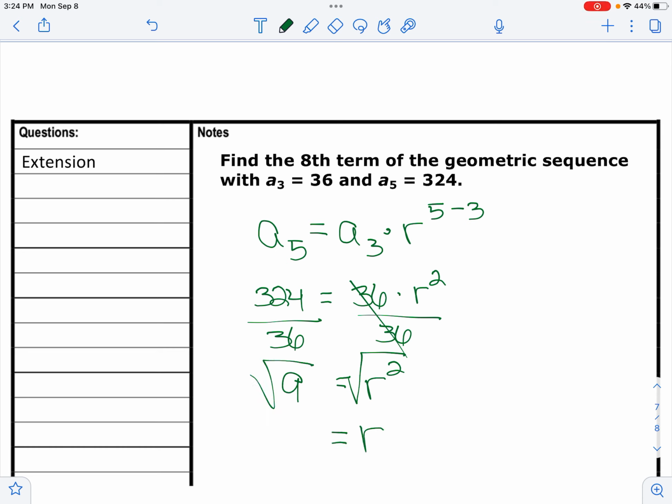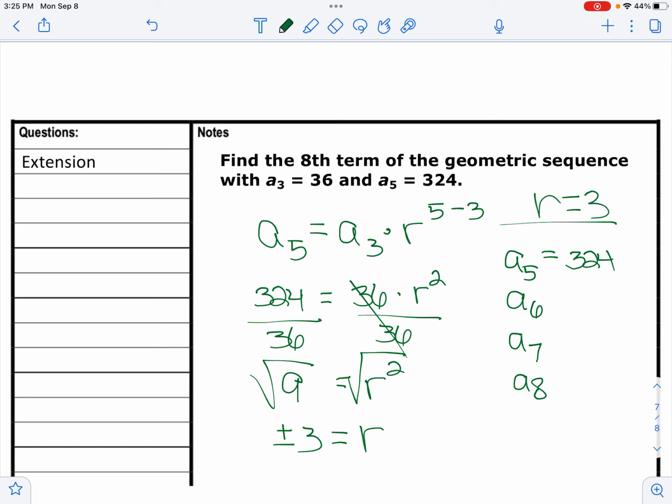Now here's something to be aware of. Remember, when you take the square root, you really have 2 answers. The square root of 9 is 3, but it's also -3. So there's 2 possible answers here. I could get +3. I could also get -3 as my multiplier. Now that's important because my answer could be, let's see, I got 324 for 6, 7, 8. So let's say my common ratio is 3, okay?